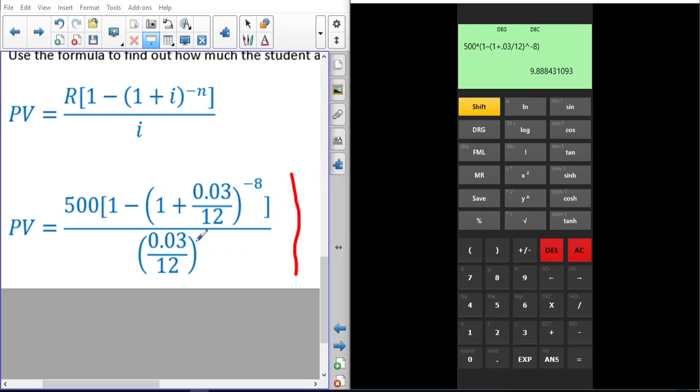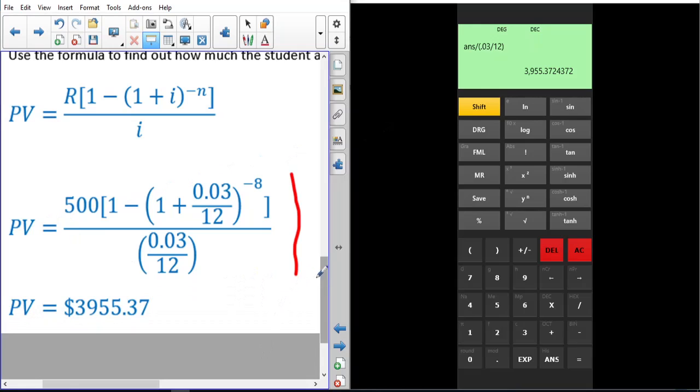Okay, now I'm going to divide that by the bottom. And I do need to use the brackets here so that the division happens in the correct order. Bracket 0.03 divided by 12, close the bracket, hit equals, and there's our final answer, 3,955.37. That's the PV value.